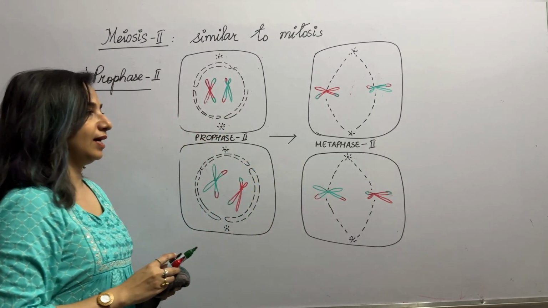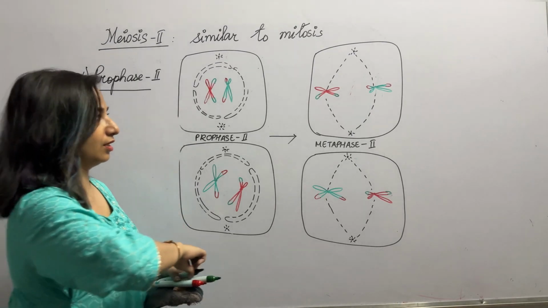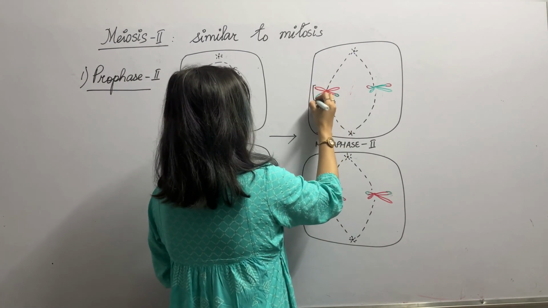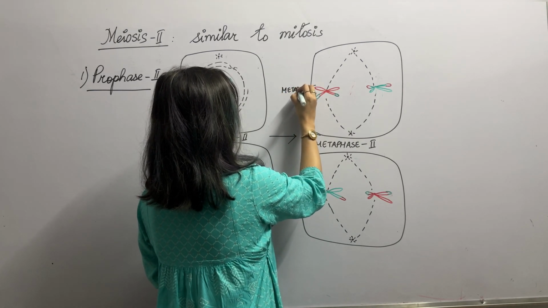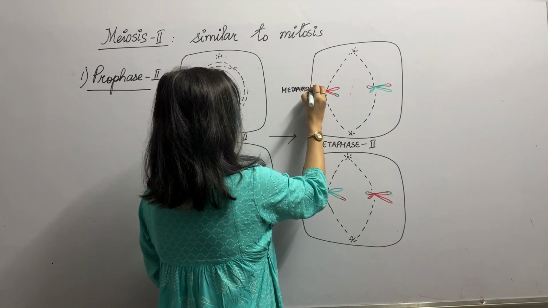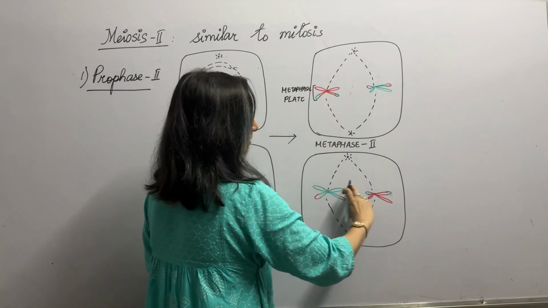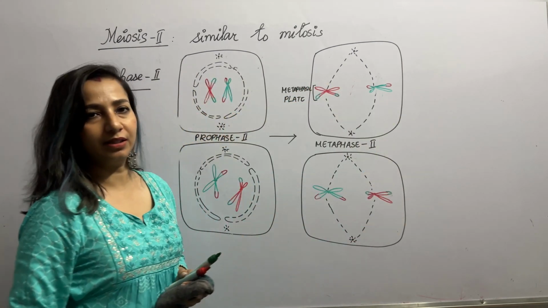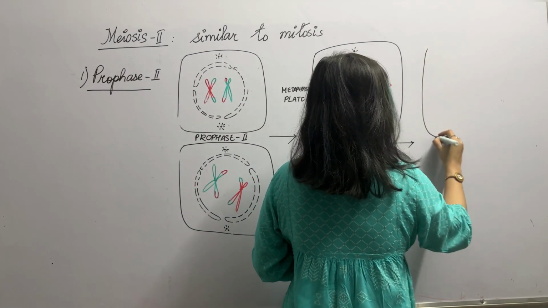So this is what happens during metaphase 2. If you see, it is physically similar to mitosis. There is formation of what? Metaphasic plate. So this is the metaphasic plate, this is the metaphasic plate. Now we move to anaphase 2.